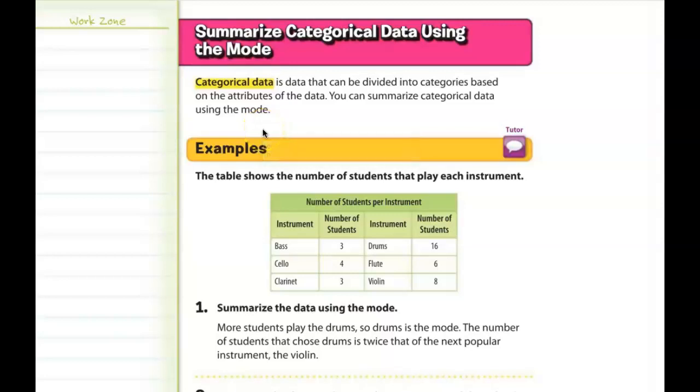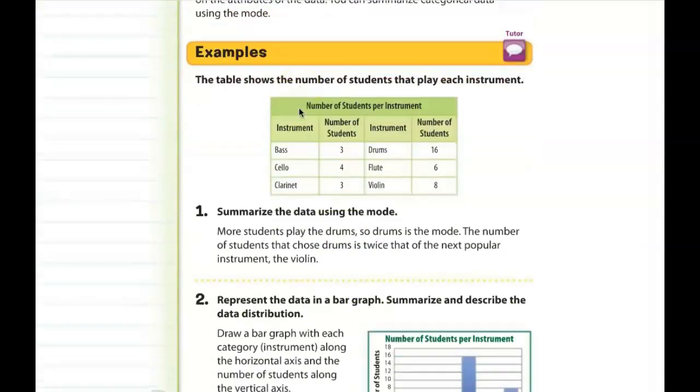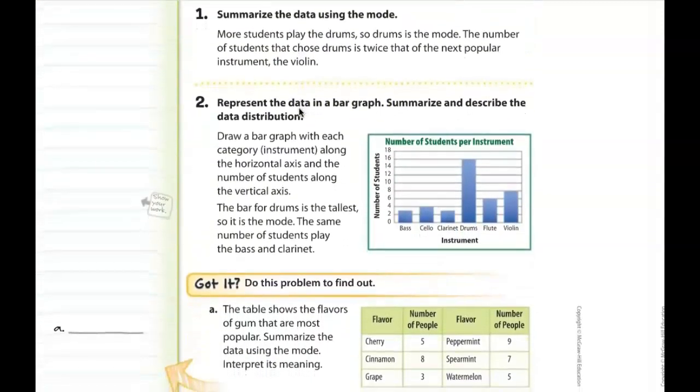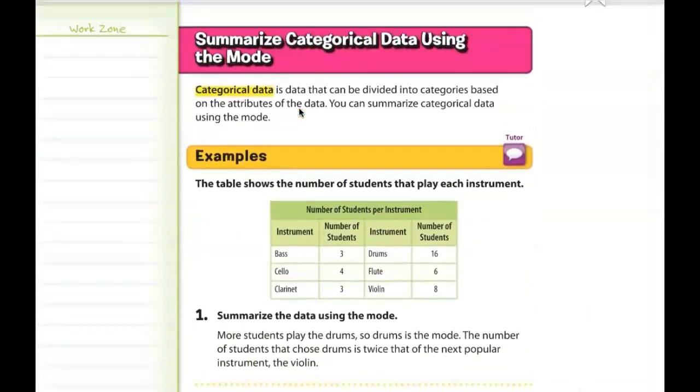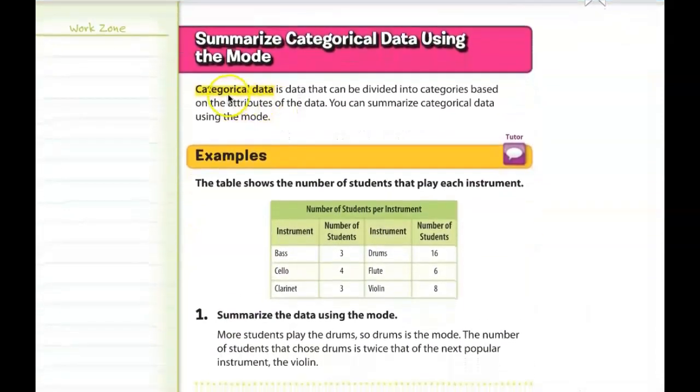Today's notes video focuses on Chapter 10, Lesson 9, and that is about summarizing categorical data. Okay, so make sure you're on page 854. All right. Categorical data is data that can be divided into categories based on attributes of the data.